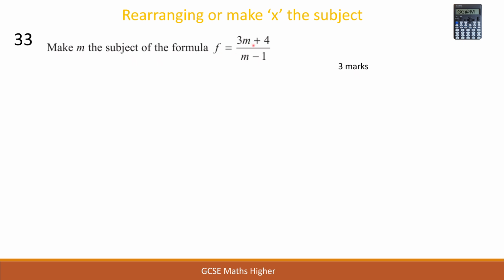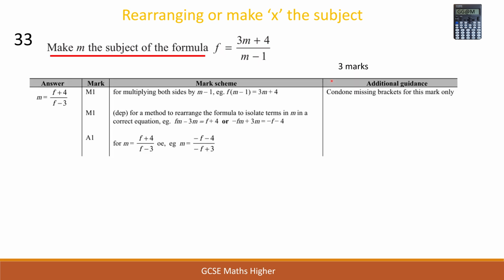Basically what it means is put M on its own. So go M equals, and you've got to rearrange this equation so it goes to M equals rather than F equals. That will give you 3 marks in the exam. Press pause, have a go at working out the answer, press play when you're ready to hear the answer.